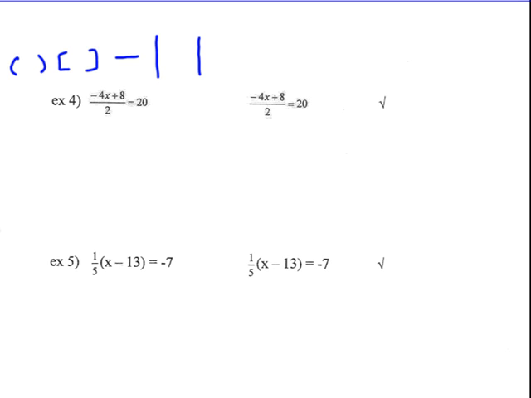So the fraction line is a grouping operation. So I have dividing by 2 and a grouping operation. Remember, we do our PEMDAS in reverse, and I call it GERMDAS, as you know.